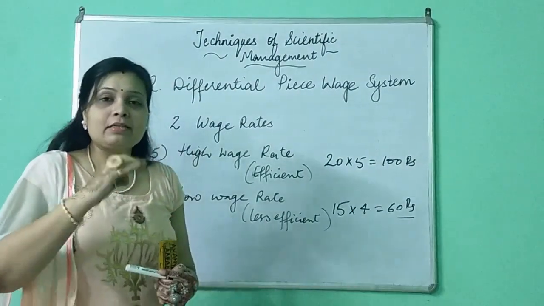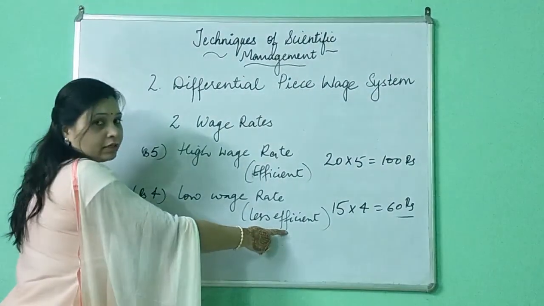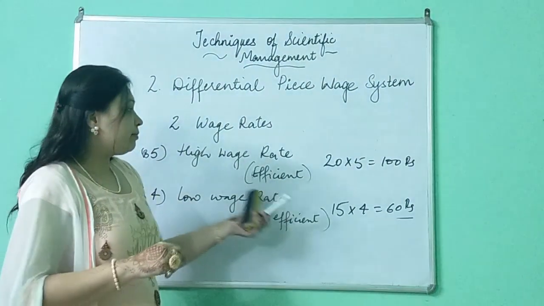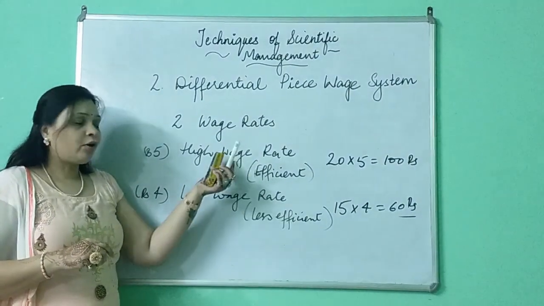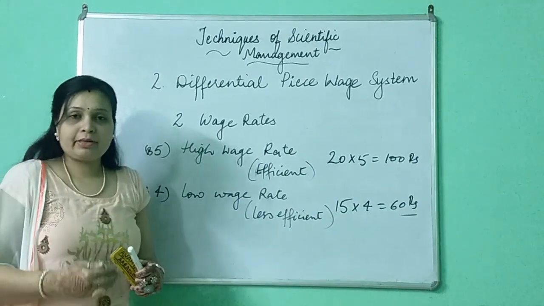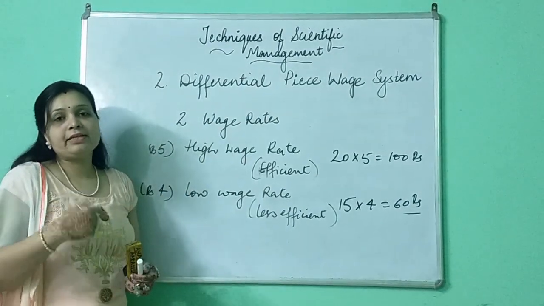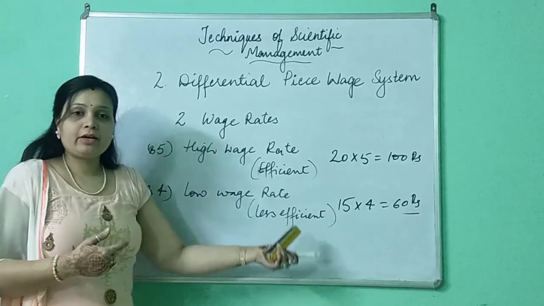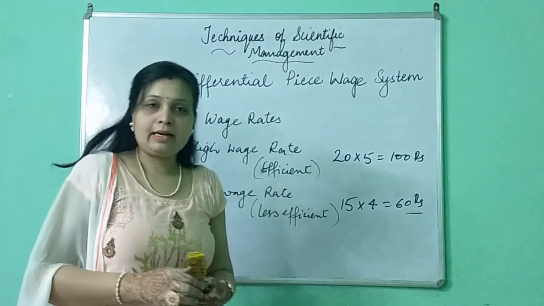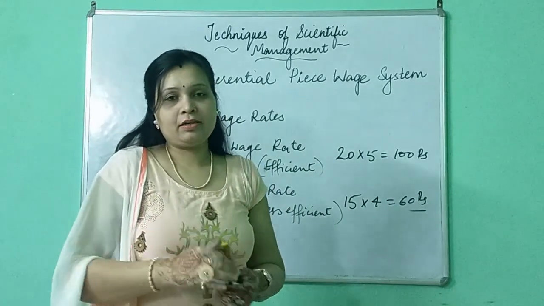So how does this system help? If less efficient workers try hard to complete the standard output on time, this system motivates them, and it rewards the efficient workers. Rewards means the efficient workers who do work on time are given appreciation. For the less efficient workers, it works as a motivator because they try to achieve their output on time so that they are paid the high wage rate. Is it clear? Understood?